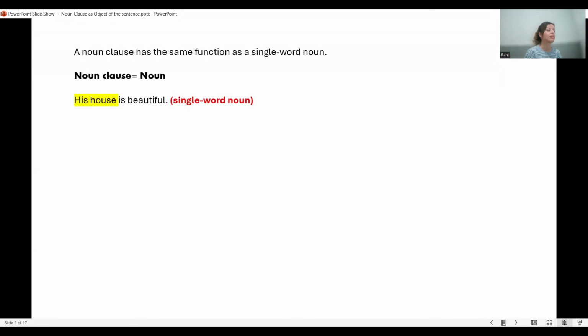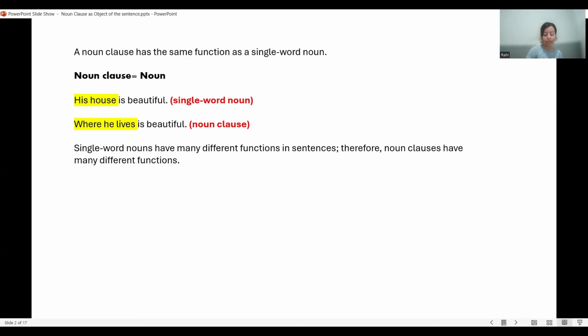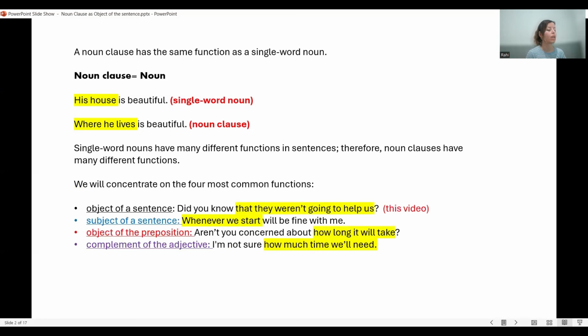It works like a noun. His house is beautiful. Here we have a single word noun, house. But when we want to change it to a noun clause, we have a group of words. Where he lives is beautiful. So, his house is beautiful. Where he lives is beautiful. Noun and noun clause. Single word nouns have different functions in a sentence. So a noun clause will do the same.